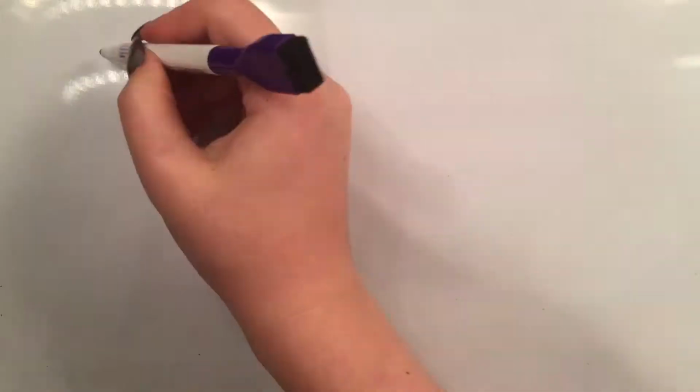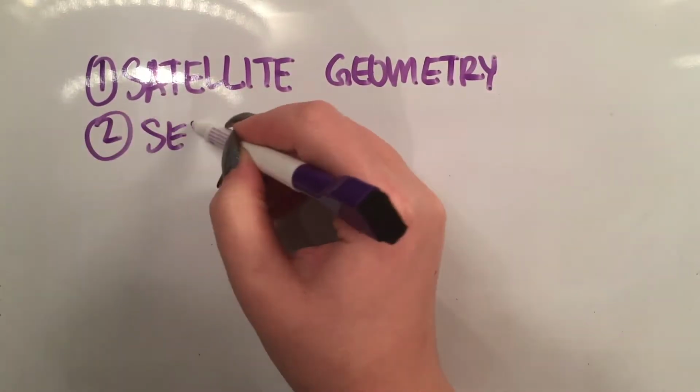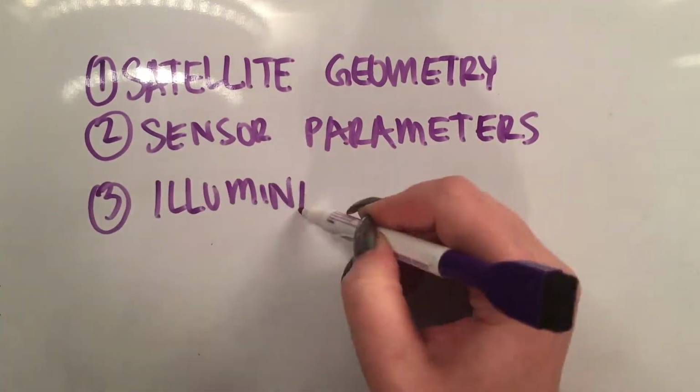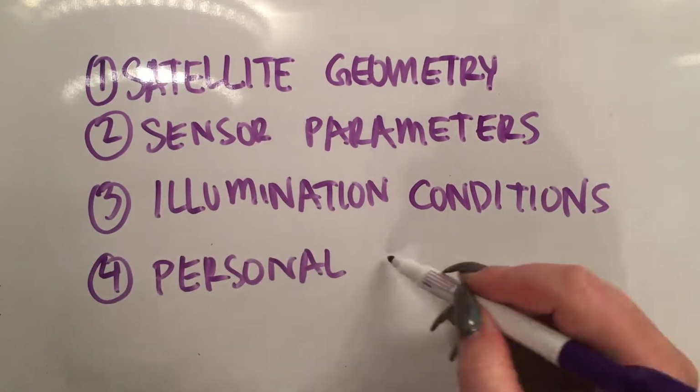The outline of the sand dune boundaries is highly affected and therefore variable for both methods due to satellite geometry, sensor parameters, illumination conditions, or personal bias when visually tracing dune boundaries.